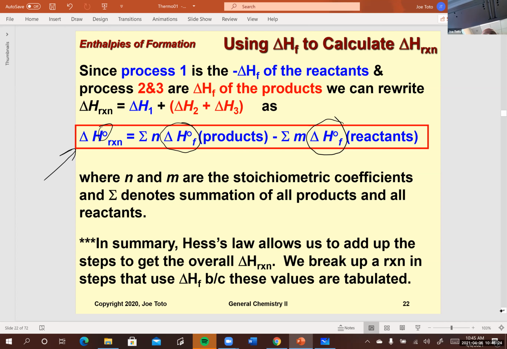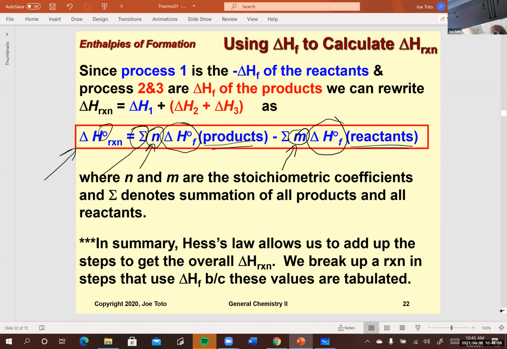Now, all you need to do is take the delta H of formation of the products minus the reactants. Because delta H is a state function, I can take final minus initial. Also, because delta H is an extensive property, I can multiply these values by the stoichiometric coefficients because it's amount dependent. It's extensive. And I do that for all of the products.